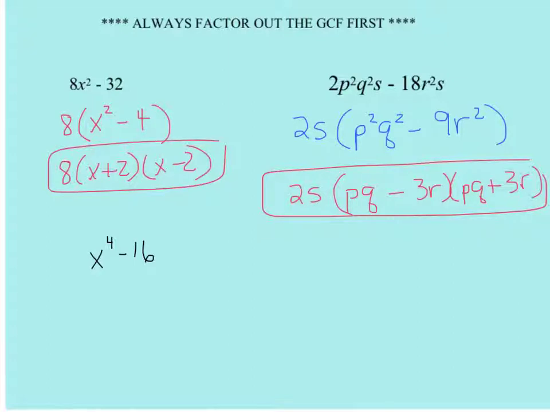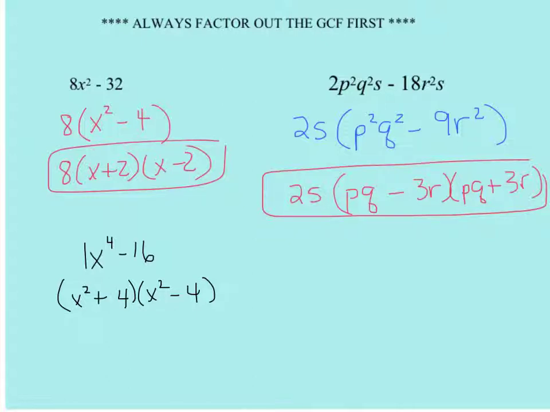Let's look at this last one, x to the 4th minus 16. I love these. They're kind of cool. So x to the 4th is a perfect square because its exponent is even, and 1 is a perfect square. That's the leading coefficient there. And 16 is a perfect square, so I know it fits the difference of two perfect squares pattern. The square root of x to the 4th is x squared. The square root of 16 is 4. I repeat those terms in parentheses. One's going to be positive and one's going to be negative.